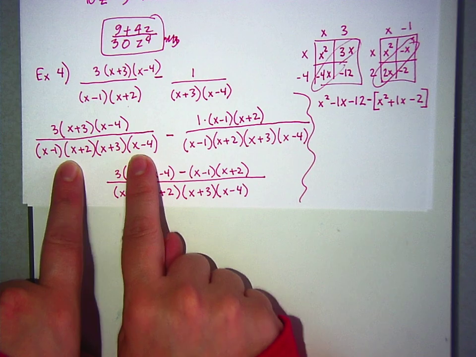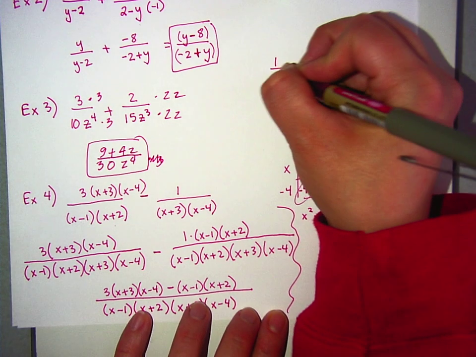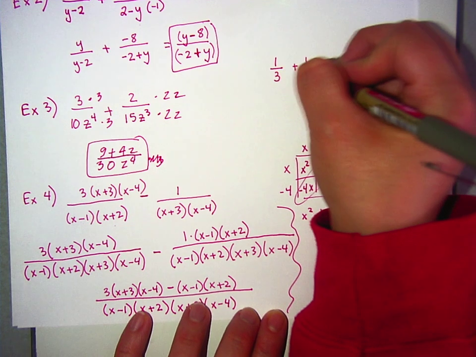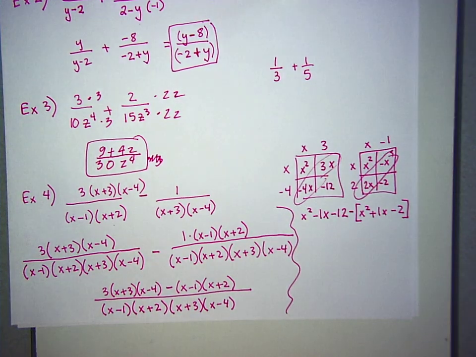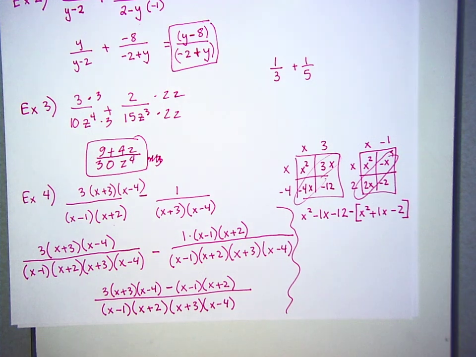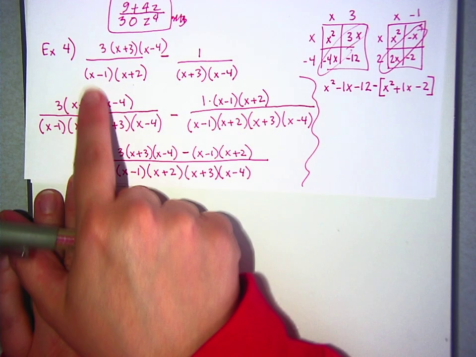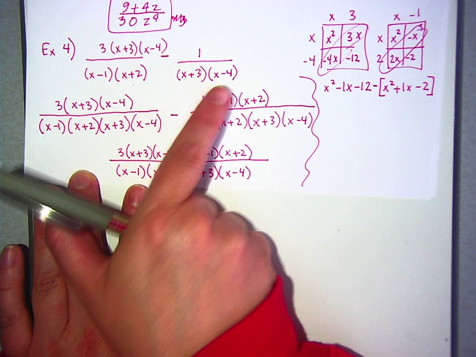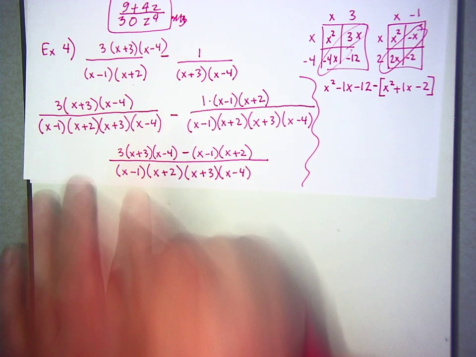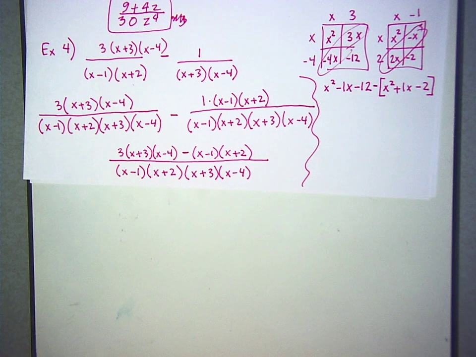Now, I realized that just the same, like this problem, let's do something simple. 1 over 3 plus 1 over 5, what's the common denominator? 15. When they have nothing in common, you just multiply them together. Right? 2 and 7, 14. When they have nothing in common, you just multiply them together. Everybody getting that? Same thing here. My factors this time, x minus 1, x plus 2, x plus 3, x minus 4. They've got nothing in common. So I'm just going to multiply them together for my common denominator.